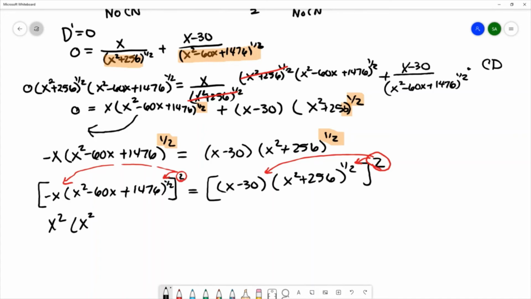out. So you get x squared minus 60x plus 1,476. On the right-hand side, the same thing happens. You get x minus 30 squared, the 1/2 power and the squared cancel each other out, and you get x squared plus 256.